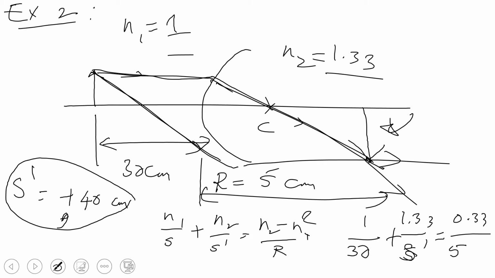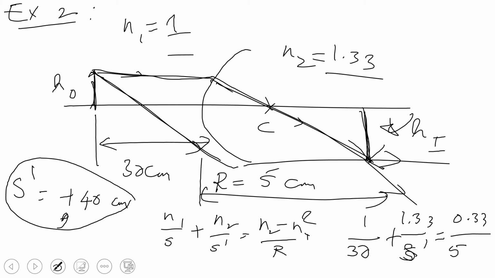So to figure out the magnification, we have to figure out how tall this is compared to how tall this is, the height of the object and the height of the image. So let's say the height of the object is h0 or ho, and the height of the image is hi, right?